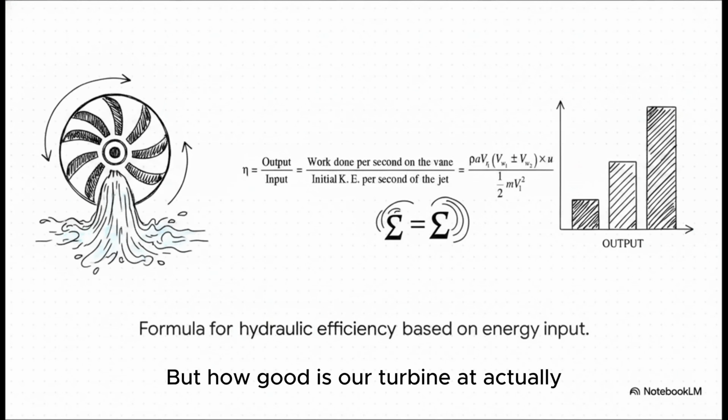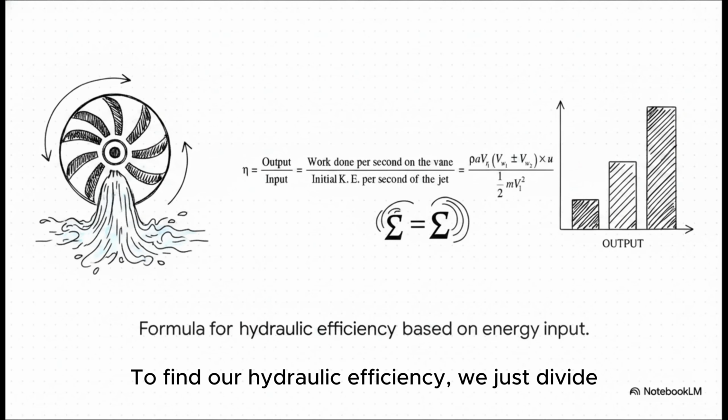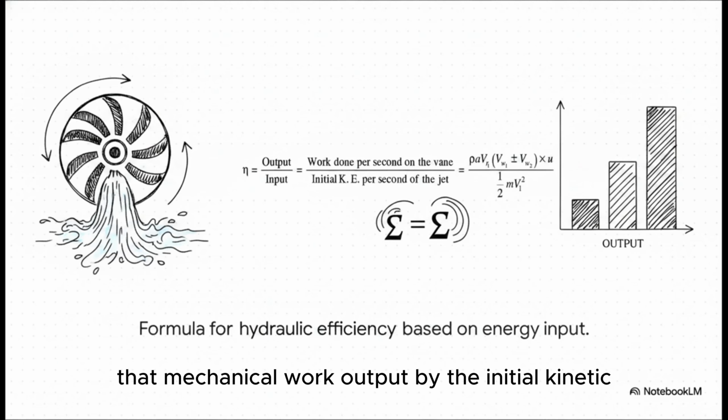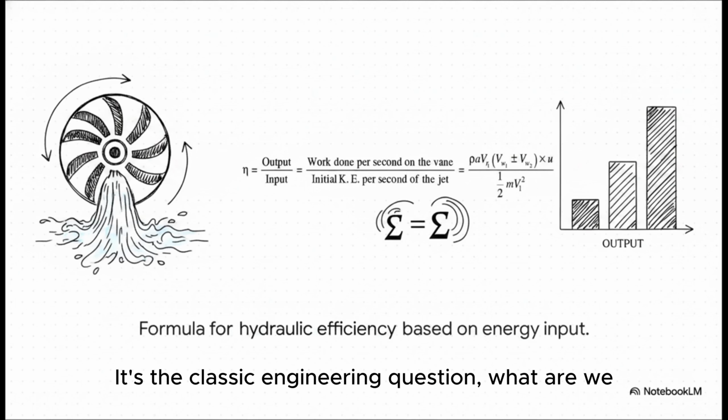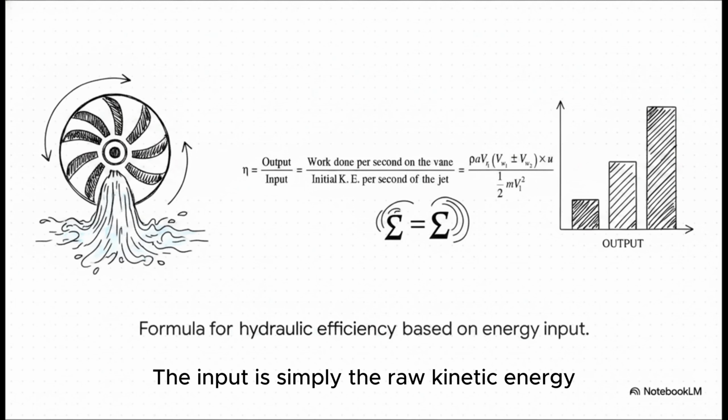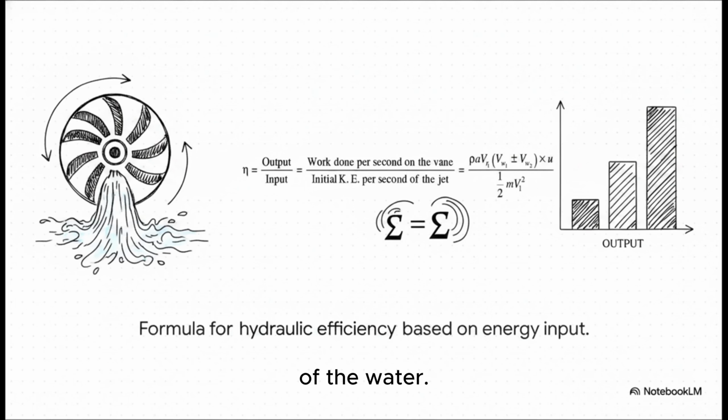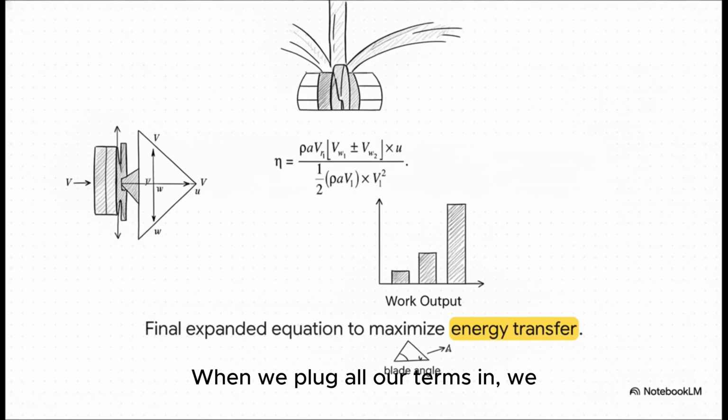But how good is our turbine at actually doing this? To find our hydraulic efficiency, we just divide that mechanical work output by the initial kinetic energy of the incoming water jet. It's the classic engineering question. What are we getting out versus what did we put in? The input is simply the raw kinetic energy of the water. When we plug all our terms in, we arrive at this final, brilliant equation.